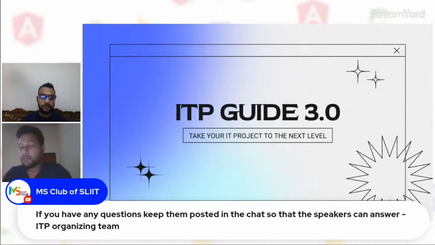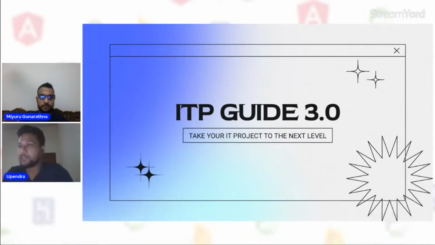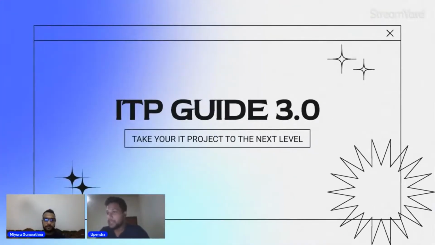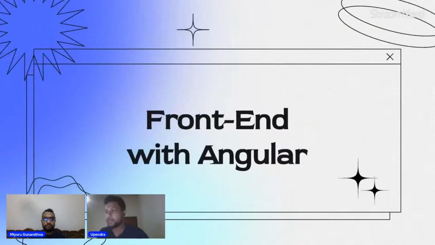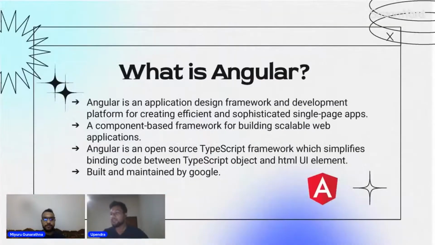When we talk about the front end, there are so many technologies we can use, like frameworks and libraries. For today's session, what we have selected is Angular as our front end framework. So without any further ado, let's dive right into Angular and see what we can do with these things. First of all, what is Angular? Angular is an application design framework and development platform for creating efficient and sophisticated single page apps.